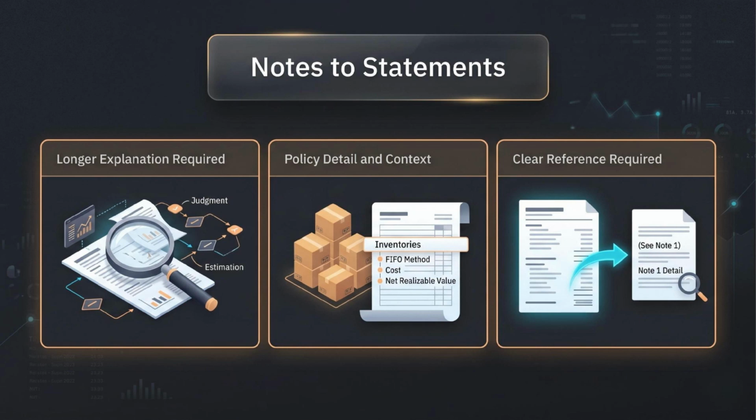When a statement line item is supported by a note, the reference should be clear, such as see Note 1. That reference must stay accurate every year. A wrong note number is a small error on paper, but a big irritation for every serious reader.